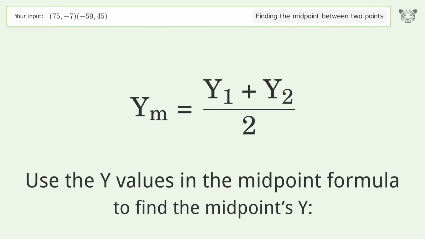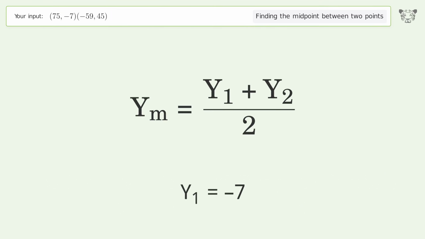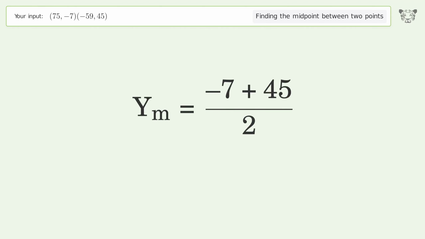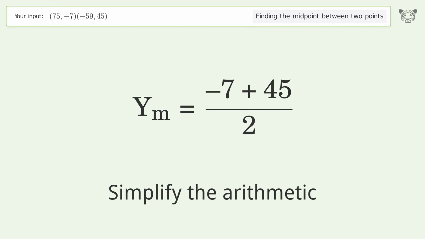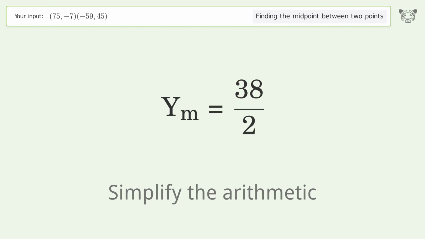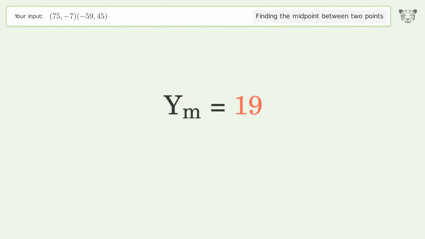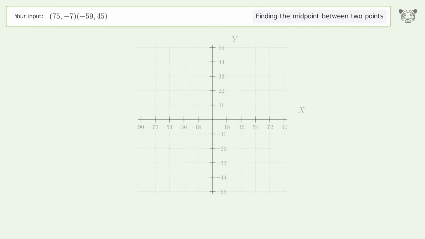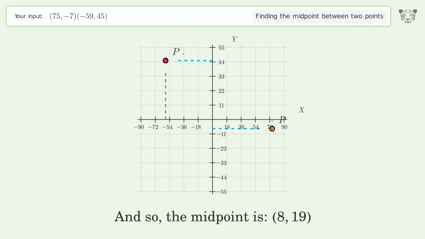Use the y values in the midpoint formula to find the midpoints y. y1 equals -7. y2 equals 45. Simplify the arithmetic. And so, the midpoint is 8,19.